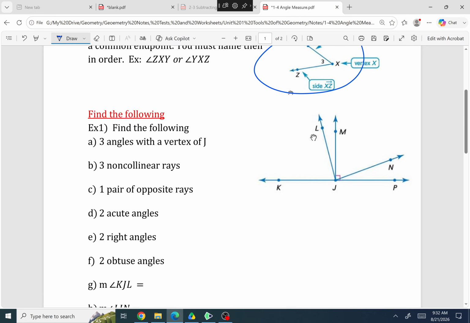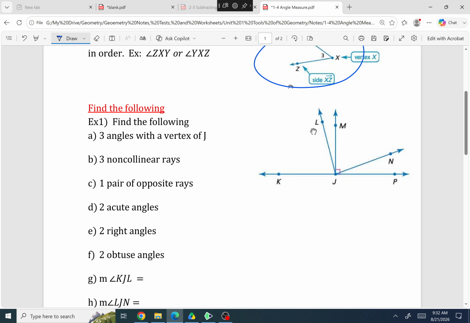So let's go through these. Ready? Find the following. Three angles with a vertex at J. If it has a vertex at J, you know that that's the middle of the angle. Yes? The middle point in the angle. So let's just name one. Angle what? What do we got? Let's do an obvious one. MJ what? N, or what else? MJ what? MJP. And give me a different one.